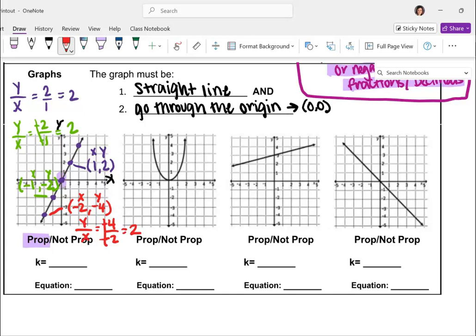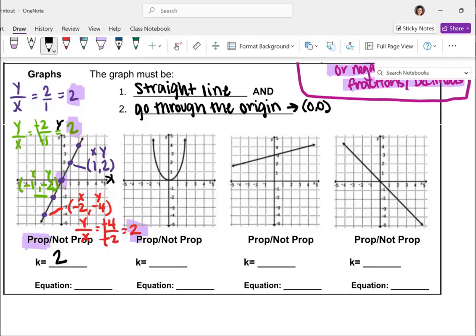So therefore, as you can see, we get 2 every single time. Now you don't have to do this multiple times because we already know it's proportional. We know that because it went through 0, 0 and it was a straight line. So we just had to do it one time, but I just wanted to show you that it doesn't matter what perfect point you choose, you'll get the same k. So k is equal to 2.